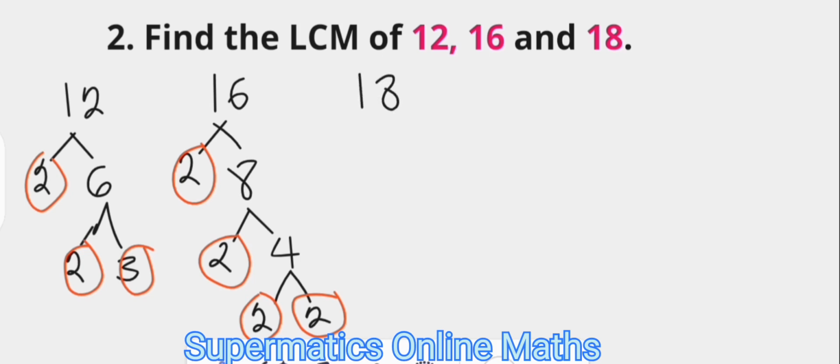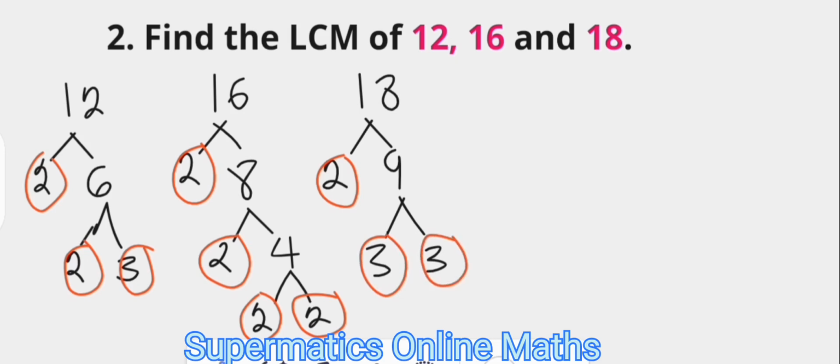18 is 2 times 9. 2 is circled as a prime number, while 9, a non-prime number, is written as 3 times 3. And that gives 2 prime numbers circled.